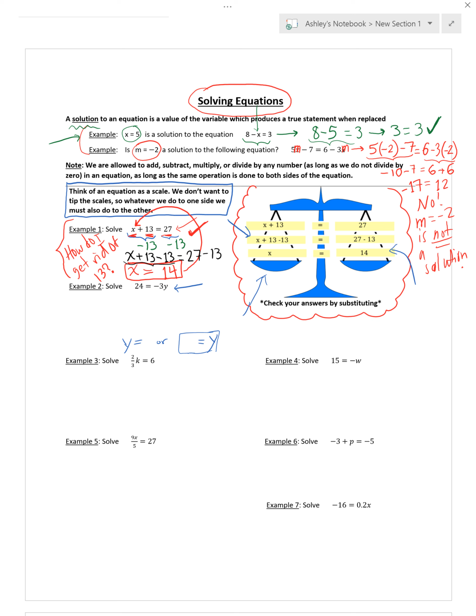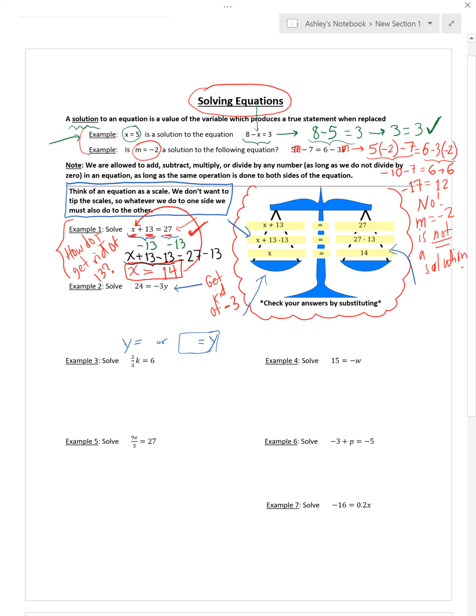So, like in the last one, I'm thinking, what's preventing me from having my variable isolated? Is it the 24? Is it the 3? Is it the negative? It's the 3 and the negative, the whole thing. I need to get rid of that entire negative 3.